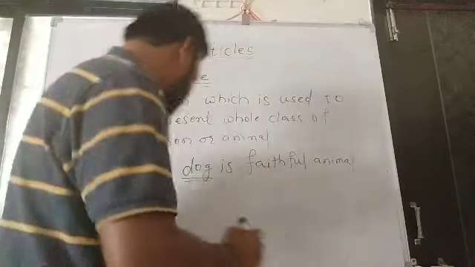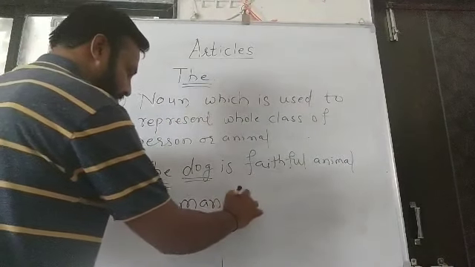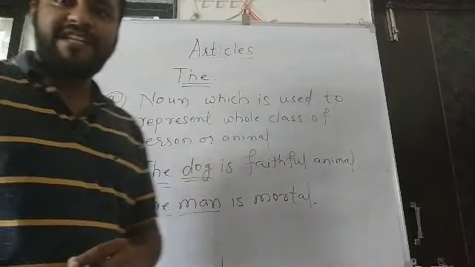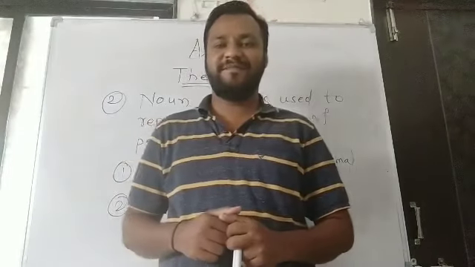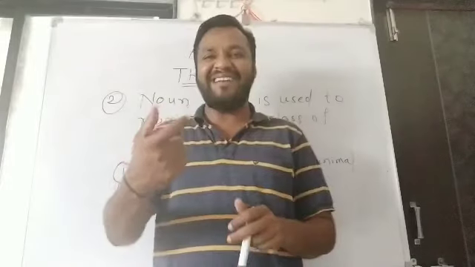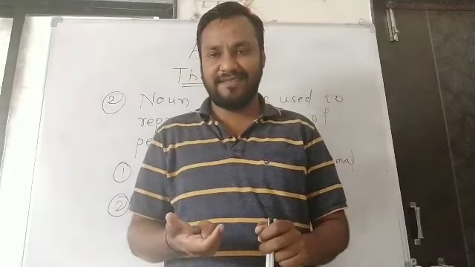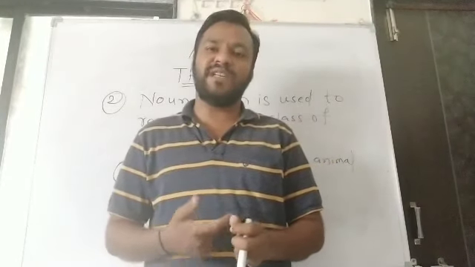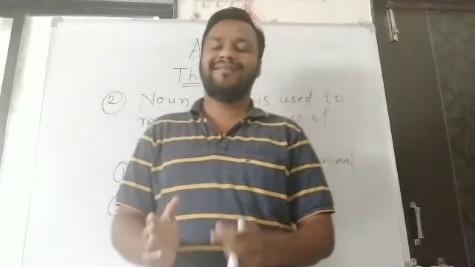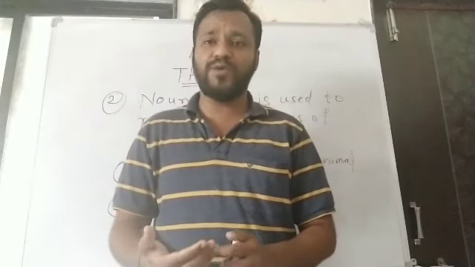Another example I will give you. Another example is what? The man is mortal. The man is mortal means what? Not only men, women also. The word man is representing whole class of human being. Isn't it? Whenever such nouns are used to represent whole class of a person or animal, that time we have to use article the. Clear? We'll move towards next use of article the.